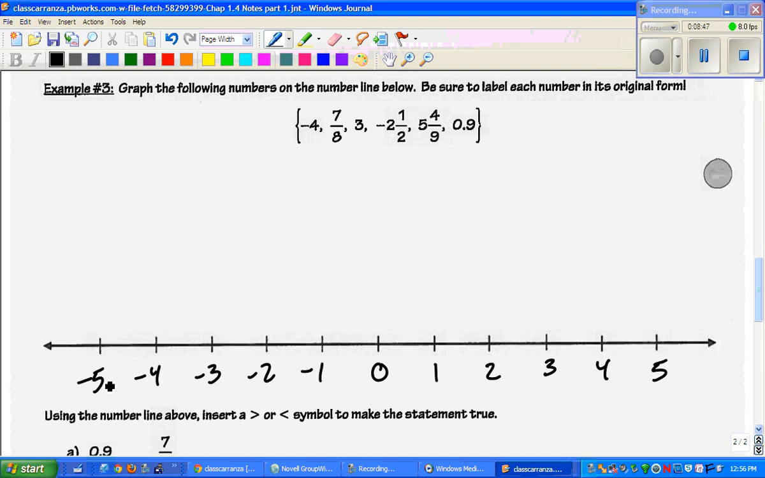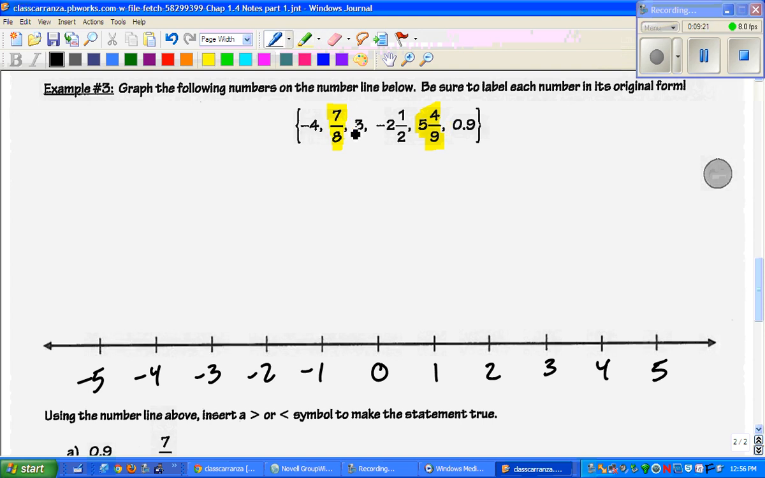Now let's take a look at some of these. We got -4, 7 over 8, 3, -2 and 1/2, 5 and 4/9, and 0.9. So what we need to know is exactly where all of these numbers go. And 7 over 8 and 5 and 4/9 is not going to be something that we can get right away. Okay? So let's try and find where these numbers are.